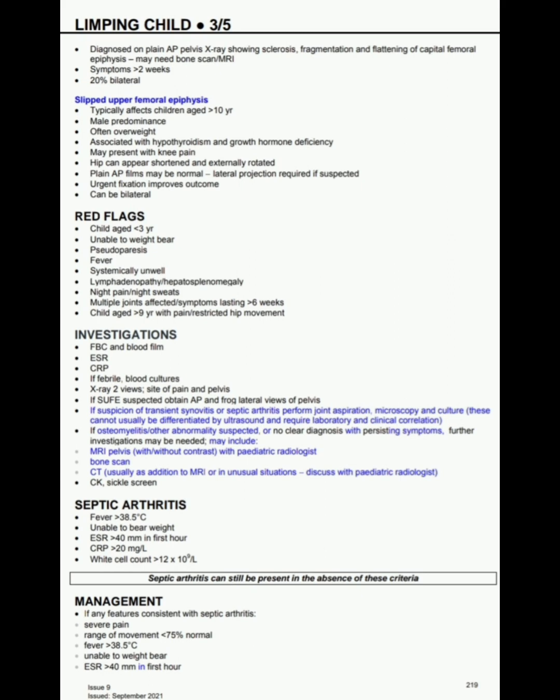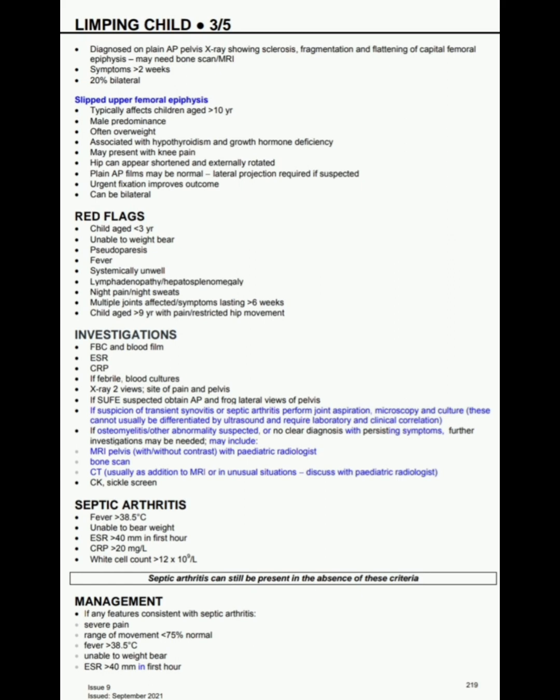Investigation we do for a limping child is full blood count and blood film, ESR, CRP, and if febrile, blood cultures. X-ray two views, site of pain and pelvis. If SUFE is suspected, obtain anteroposterior and frog-lateral views of the pelvis. If suspicion of transient synovitis or septic arthritis, perform joint aspiration, microscopy and culture. This cannot usually be differentiated by ultrasound and requires laboratory and clinical correlation.